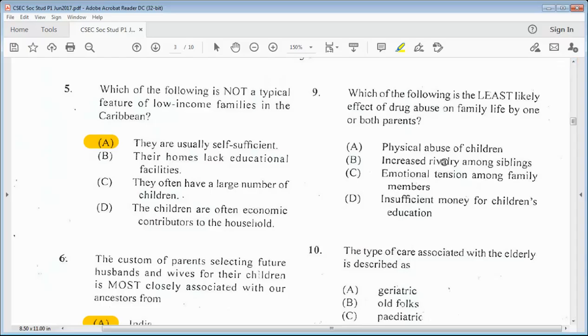We know A, physical abuse of children would be. C, emotional tensions among family members could lead to the use of drug abuse. Or D, insufficient money for children's education. So our answer is B. This is least likely the effect of drug abuse on family life. Okay, let's go on to number 10.